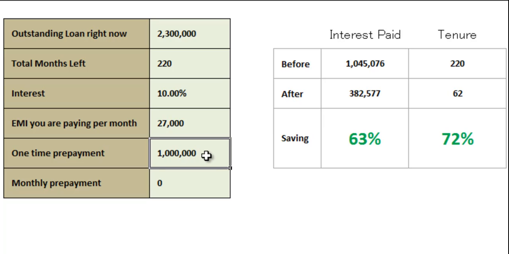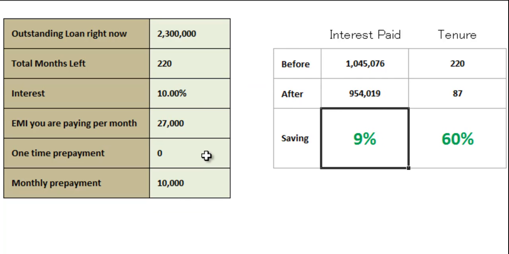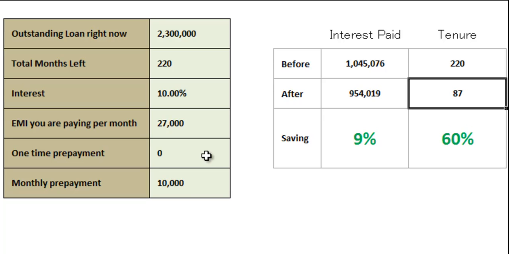But let's say you are not able to make a prepayment on a one-time basis. You say that I can prepay 10,000 rupees every month. So apart from my EMI, I can also pay 10,000 additional every month. If you do that, then you will be able to save 9% on your interest, but you will be able to save 60% of your tenure. So your loan will finish only in 87 months. So this will be the effect of this prepayment.